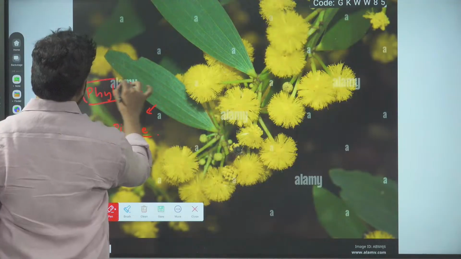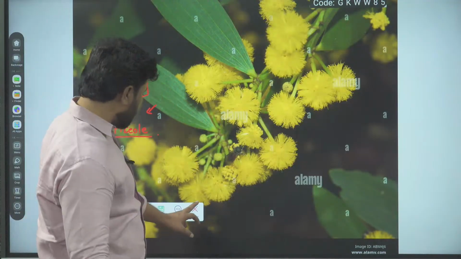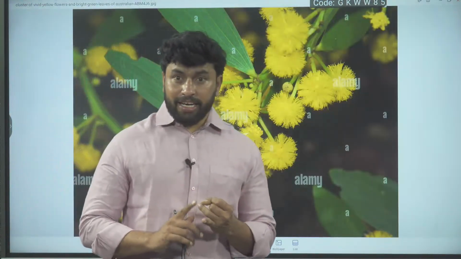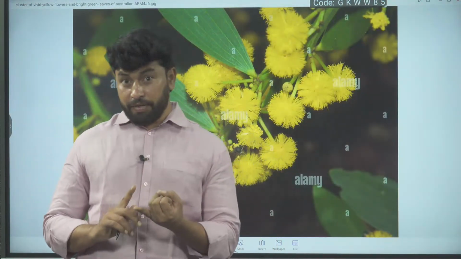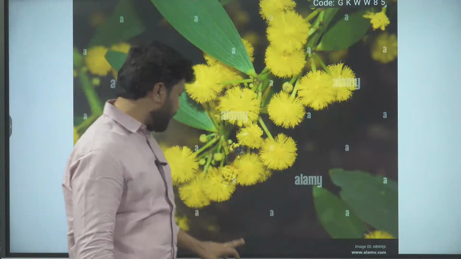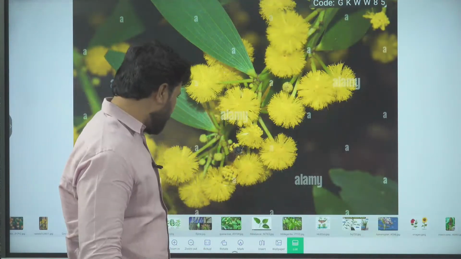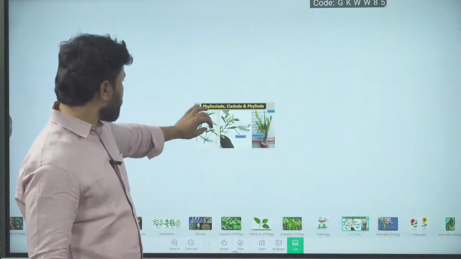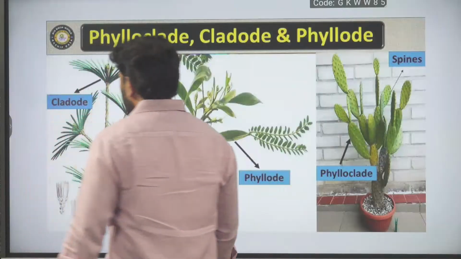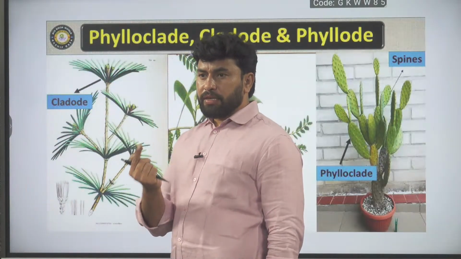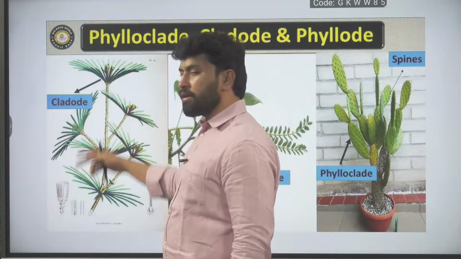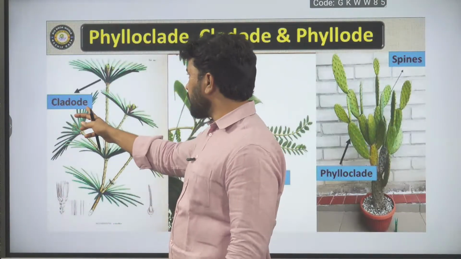Phyllode. I think I have shown you. It is a variety of leaf modification. Phylloclade, cladode. Do you remember that? Phyllode, cladode, phylloclade. Three varieties of bodies I have shown you in an earlier class. Let us take it one more time. See, this is cladode. If a small stem having a single internodal length becomes green and performs photosynthesis, that's called cladode.